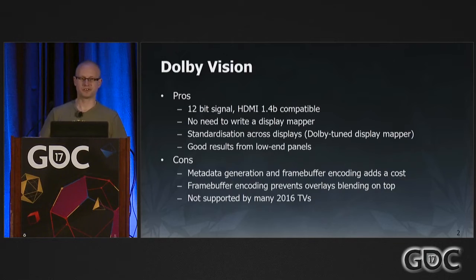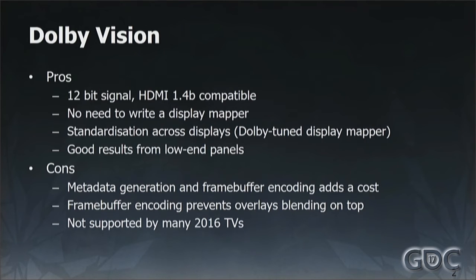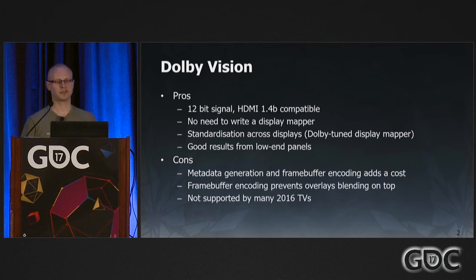So Dolby Vision has some pros and cons. It's a 12-bit signal rather than 10-bit. It's also compatible with older versions of HDMI, so it goes down to 1.4b. In Dolby Vision, there's no need to write a display mapper at all. Dolby does that for you, and it's embedded into the TV firmware. And Dolby say that because they build this display mapper for each display, they can guarantee some sort of uniformity across displays, some form of standardization. We don't have any control over this, that's entirely down to them. And they also promise that you get good results from low-end panels.